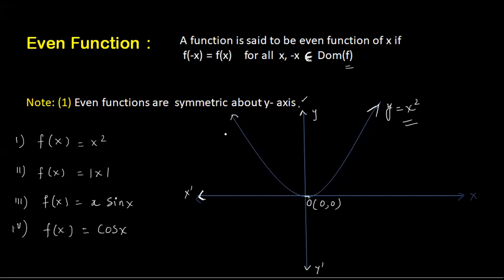Let us see a couple of examples of even functions. Here, f of x equals x square, mod x, and cos x. They are even functions. And x sin x is also an even function, because this is simply the product of two odd functions. Let us see what an odd function is.